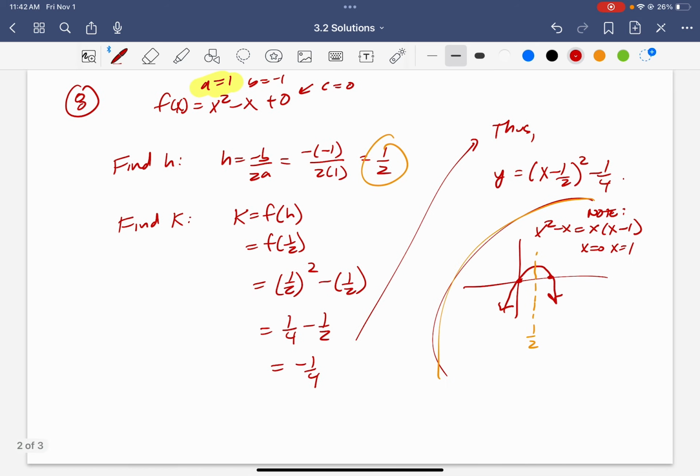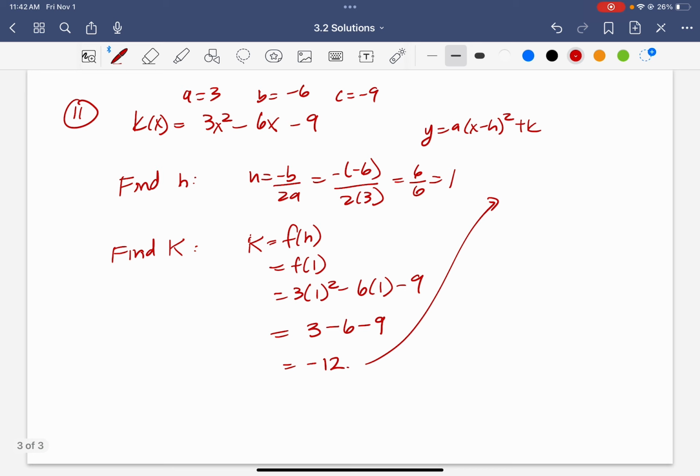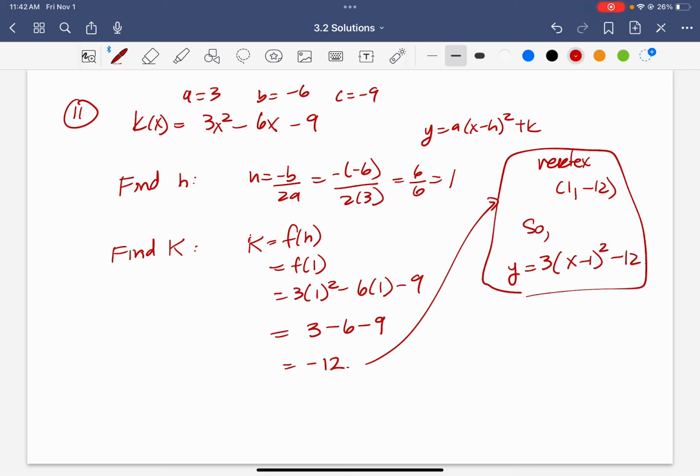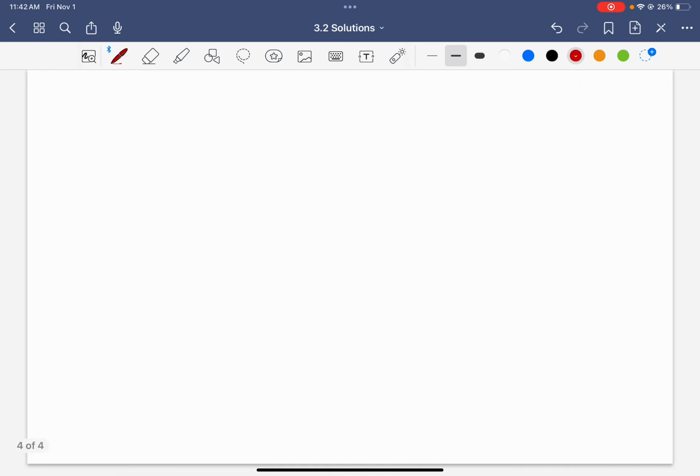Okay. On that last one, did I say very clearly? I didn't. The vertex is a half, negative a quarter. For this one, I'm going to say, look, the vertex is 1, negative 12. So y is equal to a(x minus h) squared plus k. All right, that's 11.